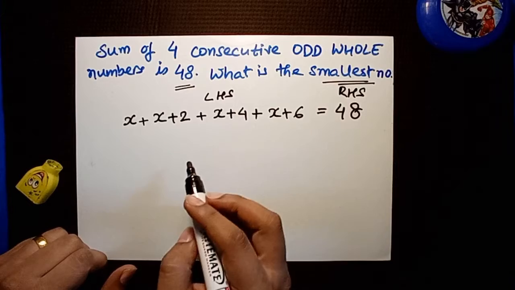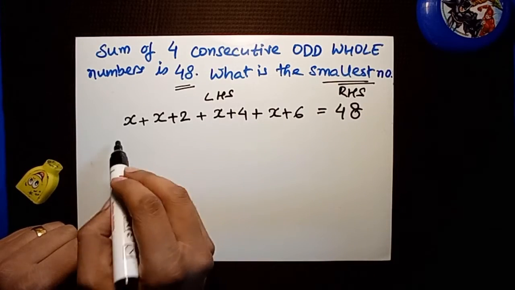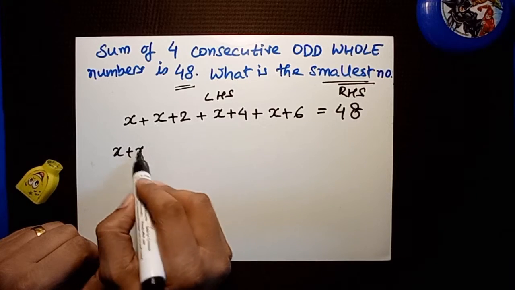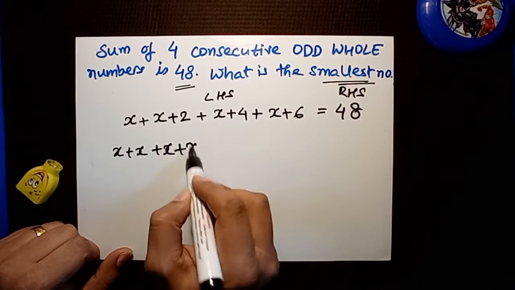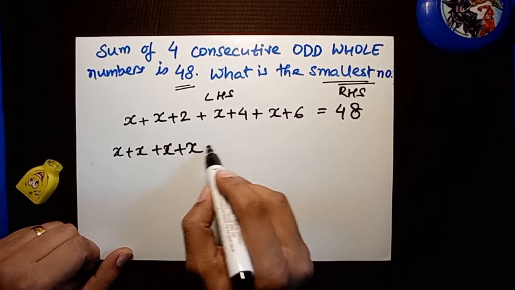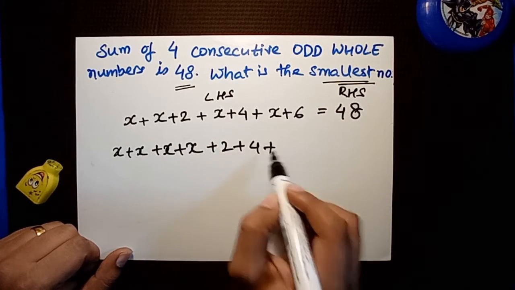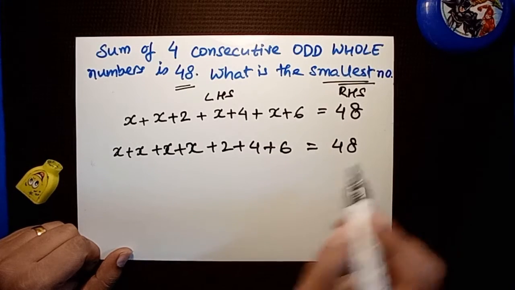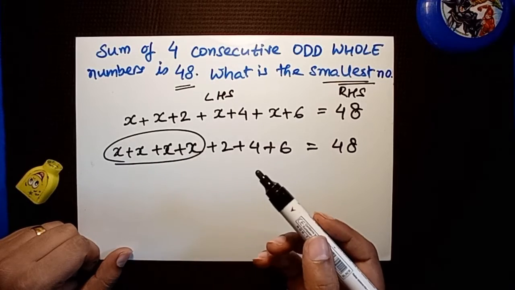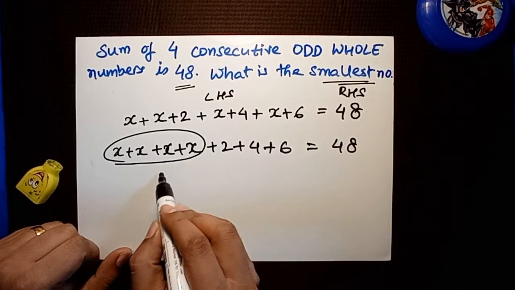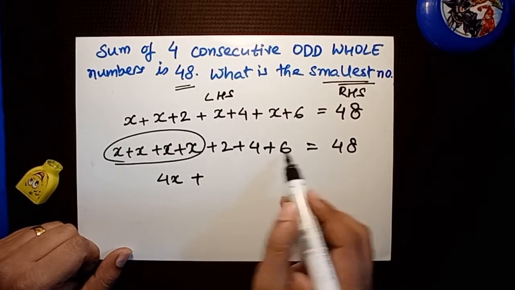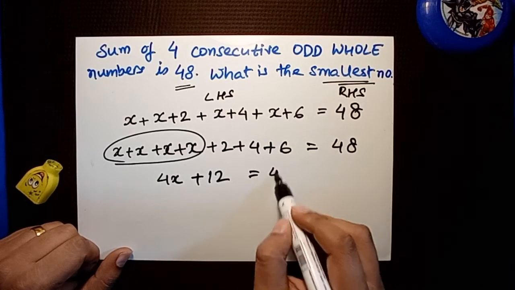So let's start solving. I can rearrange it because it is addition. So it can be written as x plus x plus x plus x. I brought all x's together and then all the rest of the numbers together: 2 plus 4 plus 6. It's all fine, correct? Now x plus x plus x plus x, repeated addition is multiplication. So it becomes 4x. 2 plus 4 plus 6 is 12, equal to 48.